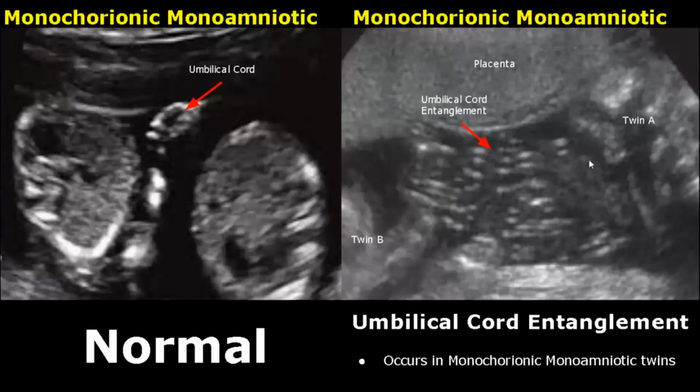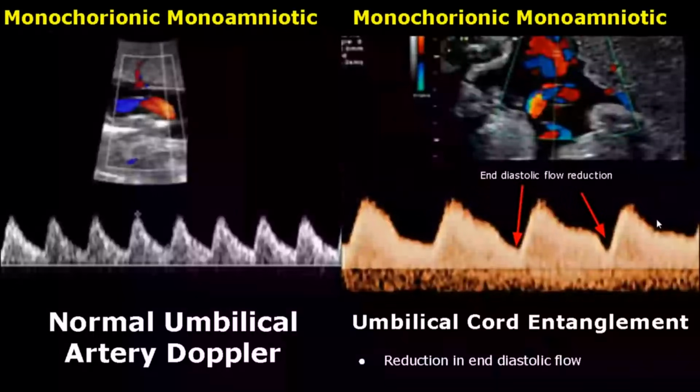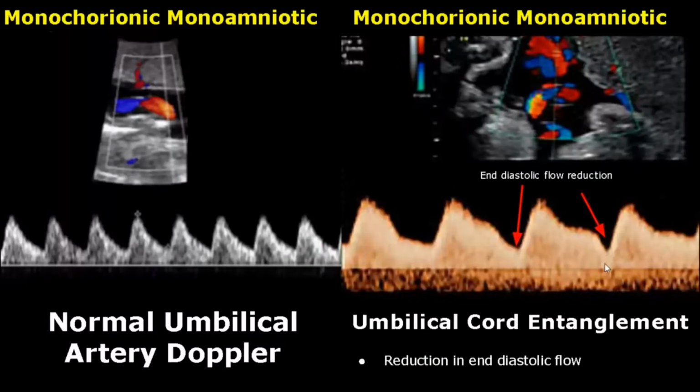We can confirm an umbilical cord entanglement by using color Doppler, which enhances its appearance, and we can clearly see the entwined umbilical cord. On pulse wave Doppler, reduction in end diastolic flow is seen. You can see a notch in the end diastolic waveform.